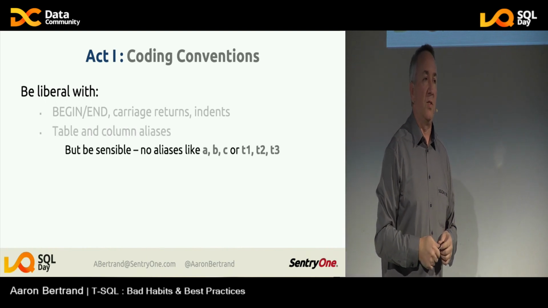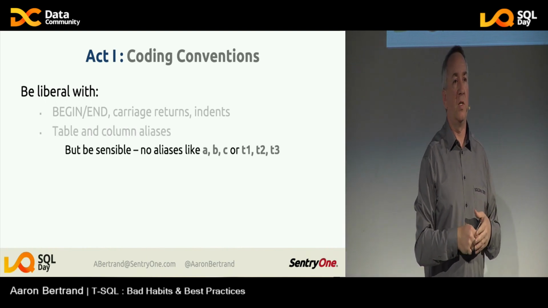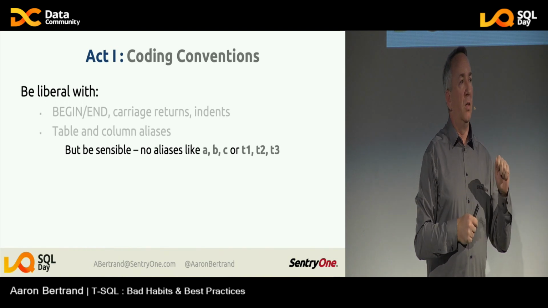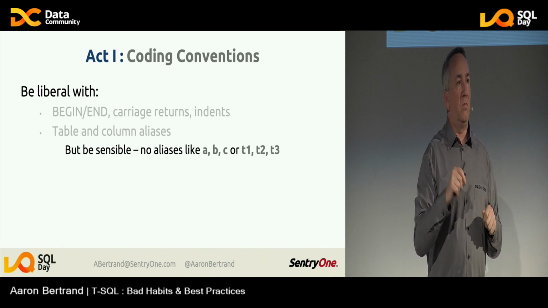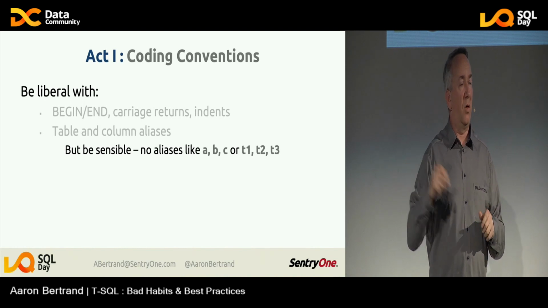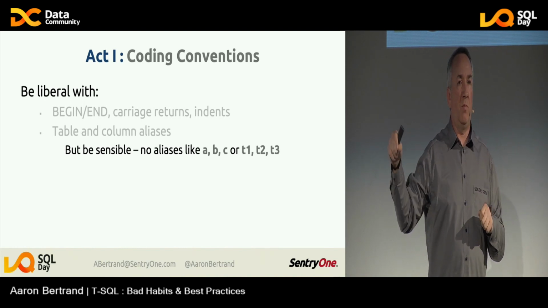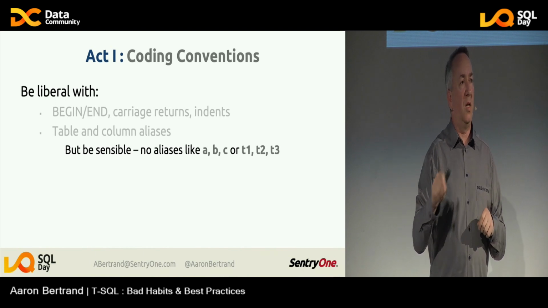Table and column aliases. A lot of people will write select from database name.dbo.table name, inner join database name.table name or database name.dbo.table name 2 on database name.